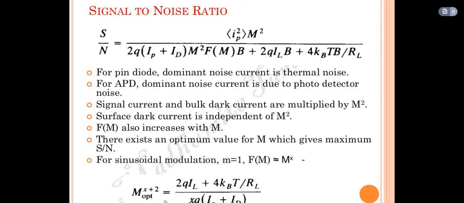Optimal power for this factor for the modulation index m of x plus 2 could be written as 2q IL of 4 kBT of RL by xq IP, that is nothing but the peak current we have. Then this is nothing but the dark current, correct? Both the things we took, and we can find out the signal to noise ratio. Clear?